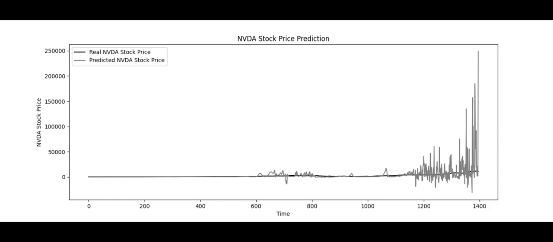Building an RNN with LSTM layers for stock prediction is a powerful technique, leveraging the ability of LSTM networks to capture long-term dependencies in sequential data. This approach can be adapted to various types of sequential prediction tasks, making it a versatile tool in your machine learning toolkit.